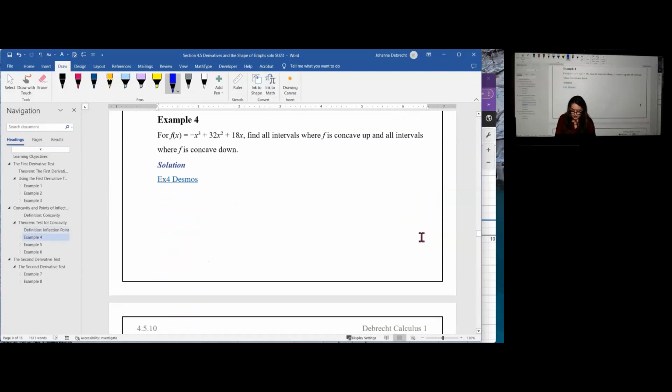Let's now look at example 4. Go ahead and pause the video and find all the intervals where the function is concave up and concave down. Remember, when you're looking for inflection points, you're looking for places where the second derivative is 0 or the second derivative does not exist, but the first derivative does. Still must be in the domain of the function.